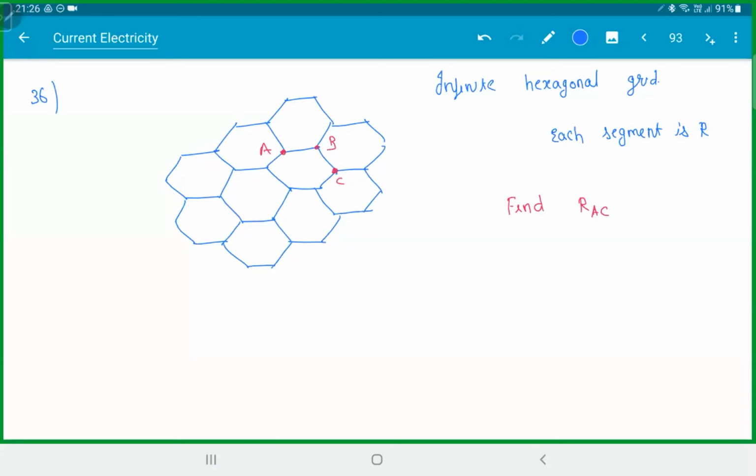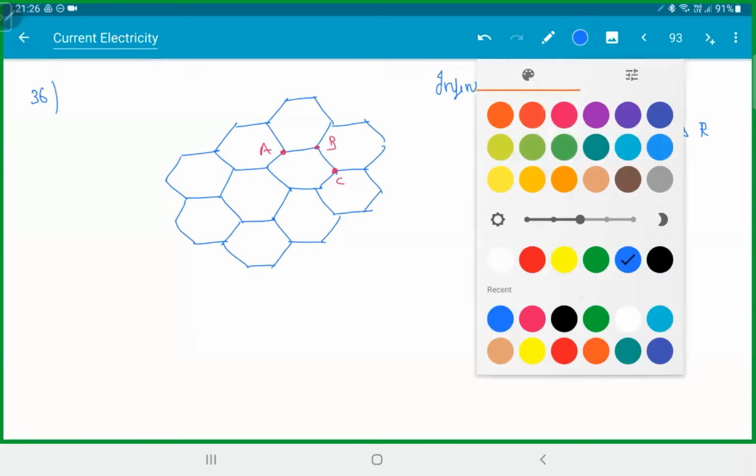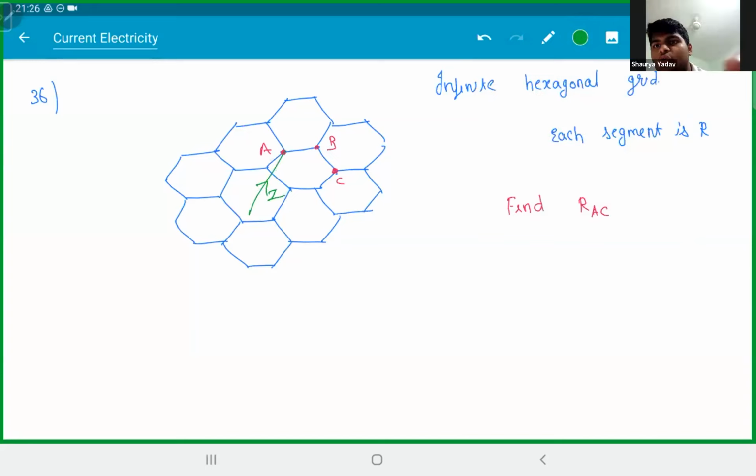How do you do this? If you remember that principle, I'll just give an idea in case you forgot. Send current I through this. Q by 3, Q by 3, Q by 3. इसमें I by 3, I by 3, I by 3 होगा. Then send pull current I from here, then see the current in this branch here.